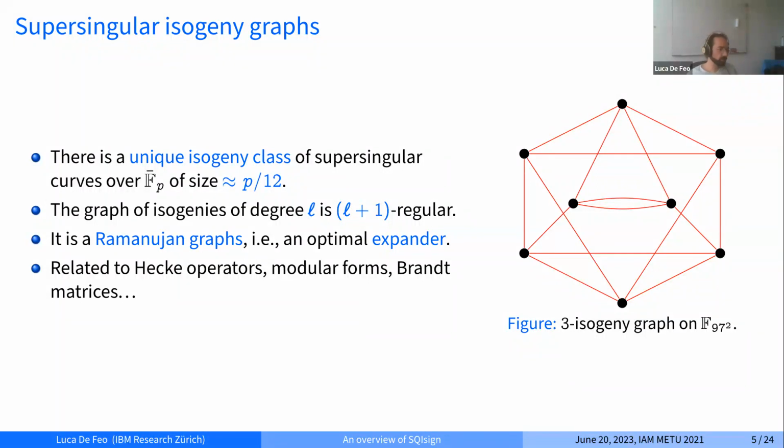So there is a very rich theory behind this, which is extremely fascinating. There are many different ways to look at these graphs. You can look at them as isogeny graphs. You can look at them as Hecke operators, like their adjacency matrix. You can look at them as a Hecke operator acting on modular forms. There is a theory of Brandt matrices that's associated to that. We will soon see another way of understanding these graphs, which is through quaternion algebras and maximal orders.